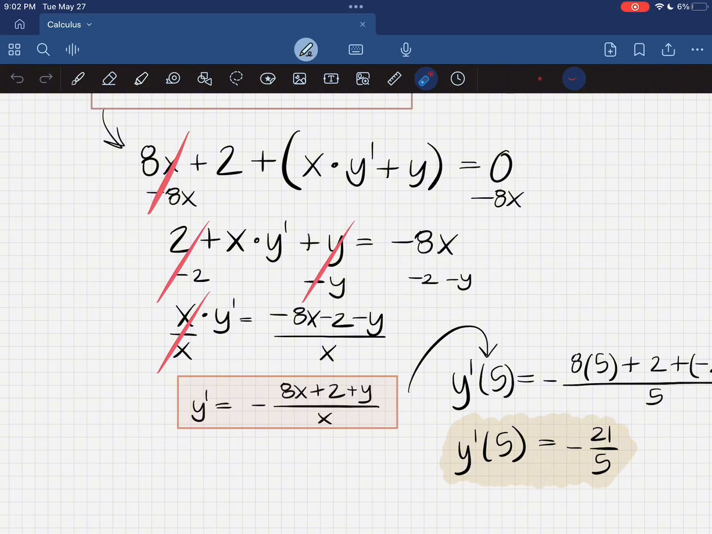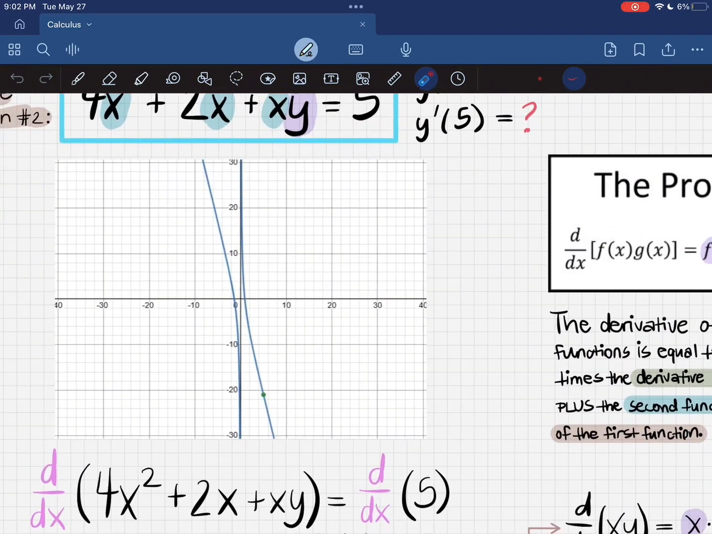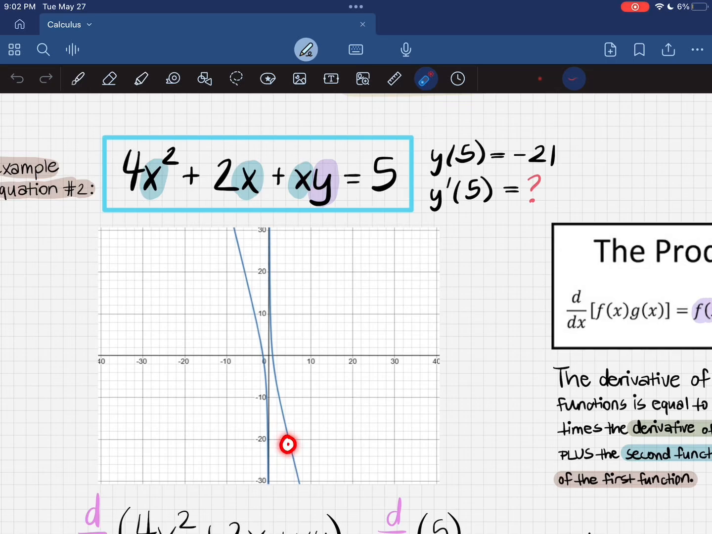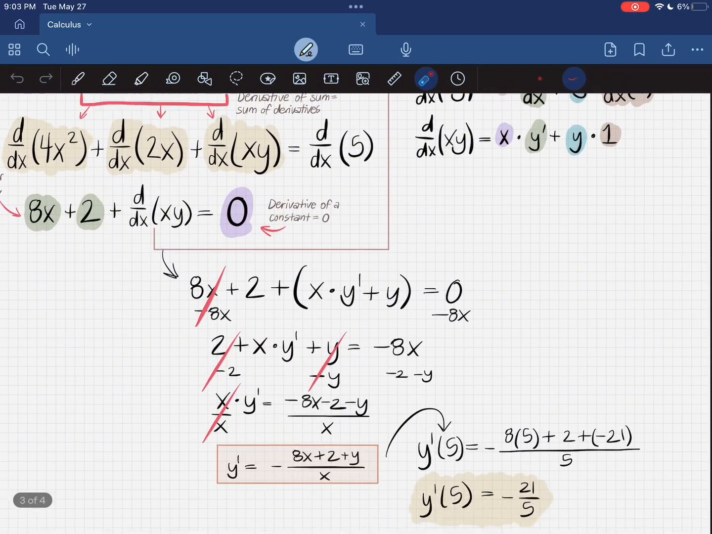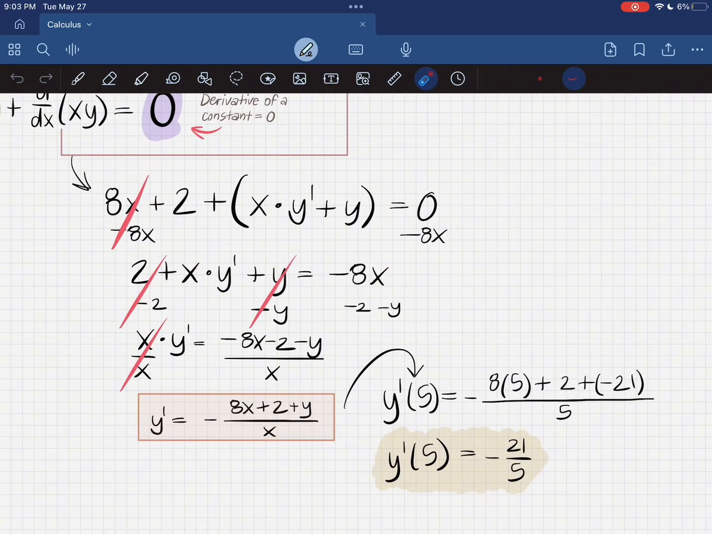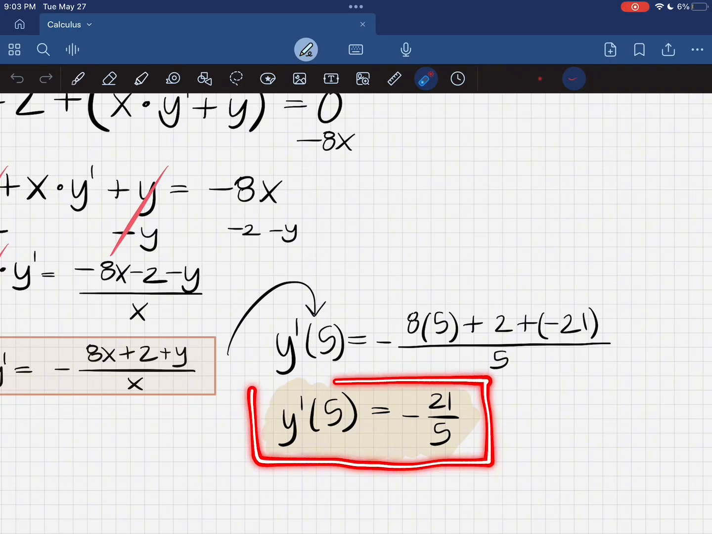And so we're not done yet. The problem asks us to evaluate at a specific point. So we're told that some point with the coordinates 5 and negative 21 exists on this line. So we can use that to find what y prime of 5 is. So all we have to do is plug in. Y prime of 5 is equal to negative 8 times 5 plus 2 plus negative 21, all over 5. All of this ends up simplifying to negative 21 over 5. So that's our final answer.